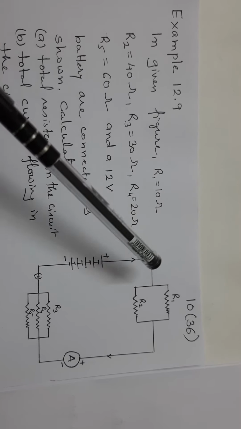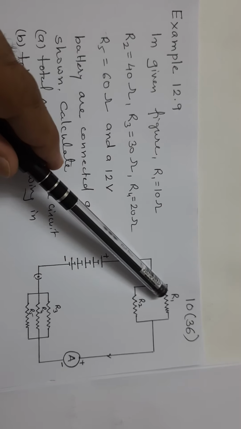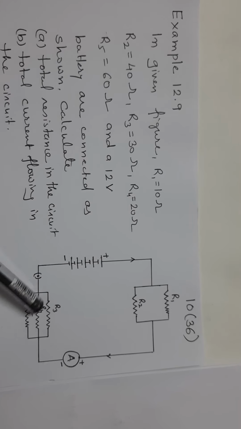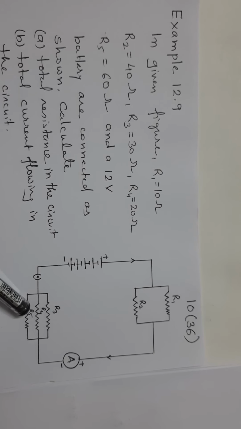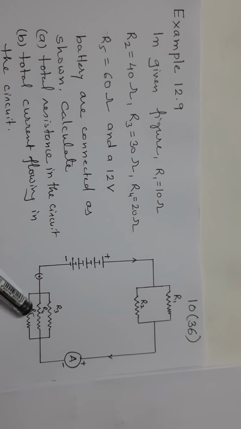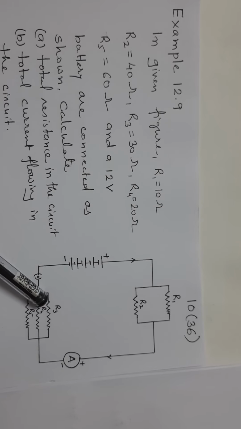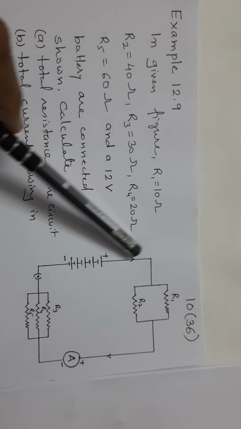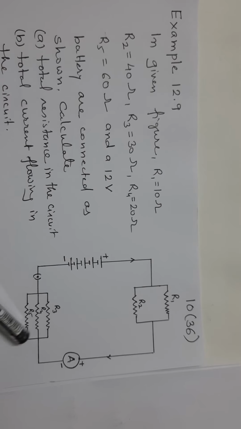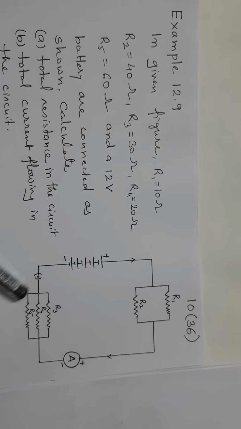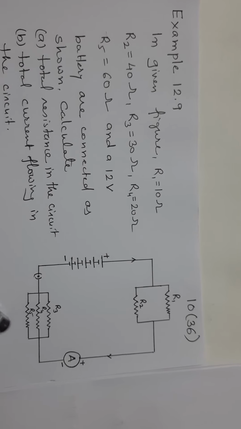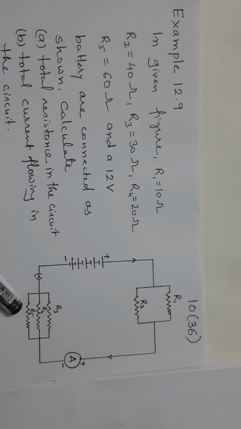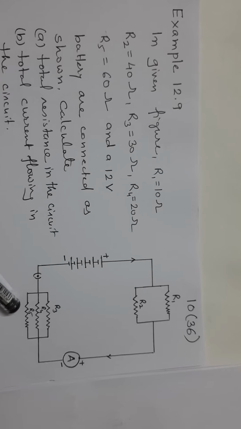Now here see, R1 and R2 are connected in parallel. Here R3, R4 and R5 are also connected in parallel. So when we want to find the total resistance in the circuit, we will find the total resistance for R1 and R2, and the total resistance for R3, R4 and R5. And the total resistances of this and this particular one are connected in series. So let's see the sum.